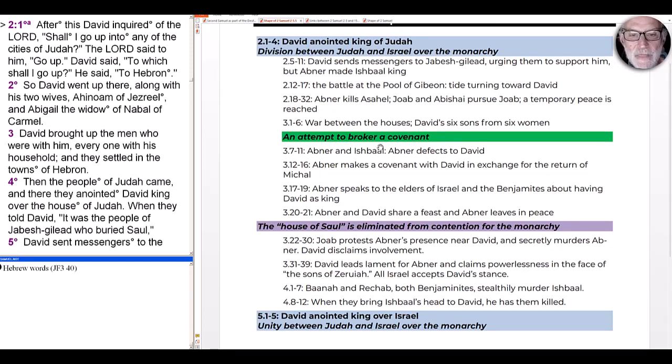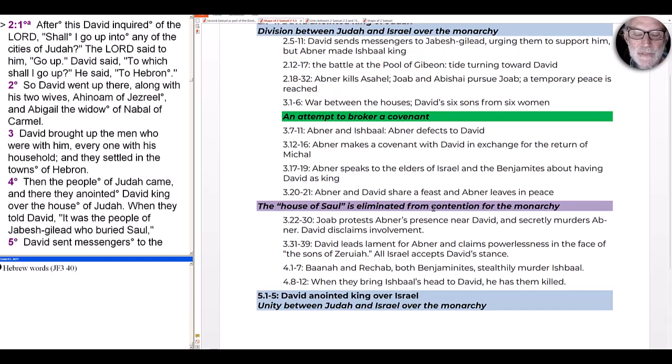So with that, then we get Abner's attempt to broker a covenant. Abner defects to David when Ishbal objects to Abner going into Saul's concubines, something that will be paralleled in the Absalom situation that we'll look at in a minute. And Abner makes a covenant with David, but Joab was out of the room and protests that. So just when it looked like maybe there was a treaty between Abner on behalf of the House of Saul, although one could ask who made Abner the designated representative of the House of Saul. Why would it not be Ishbal, the king's son? But Abner's taking care of that and exerted the power.